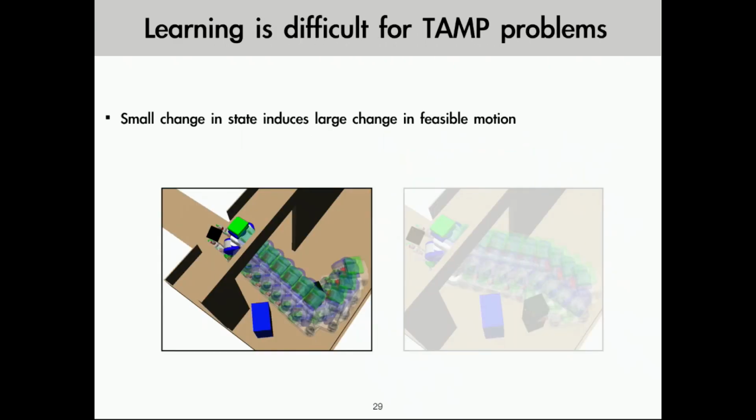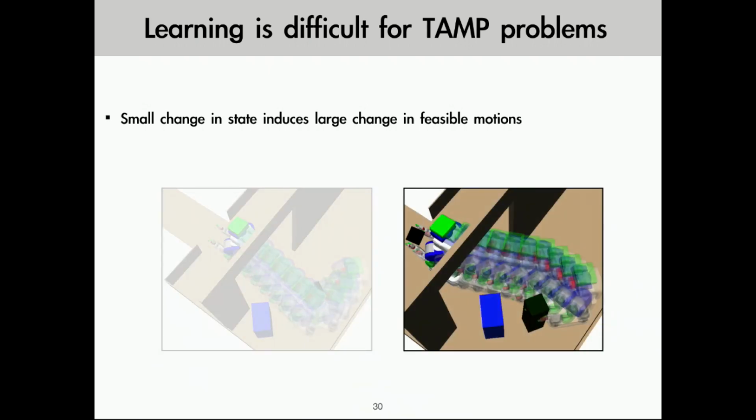The problem for the task and motion planning problem is that even a small change in state induces a large change in the feasible motion. So for example, here the task of the robot is to place the object that it is holding inside the storage room, right? And this is a feasible motion for placing the object down for this particular planning problem.